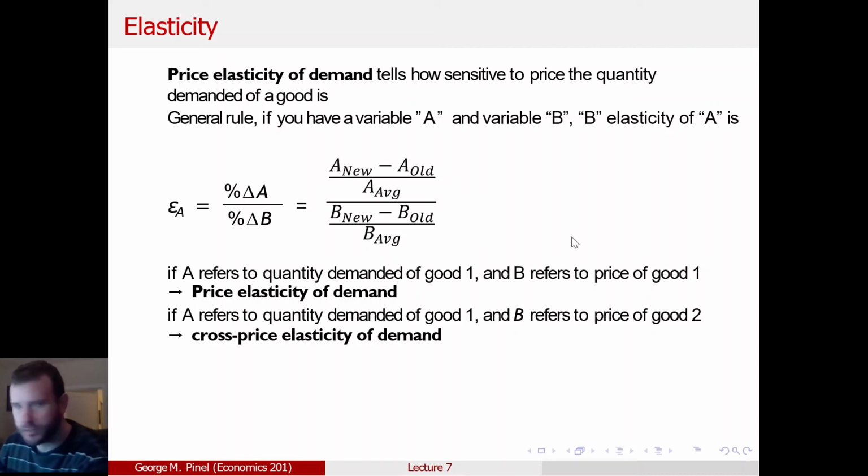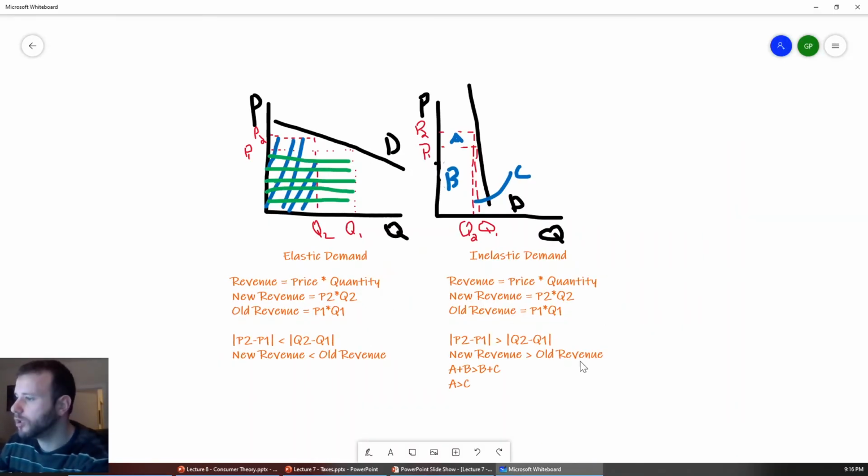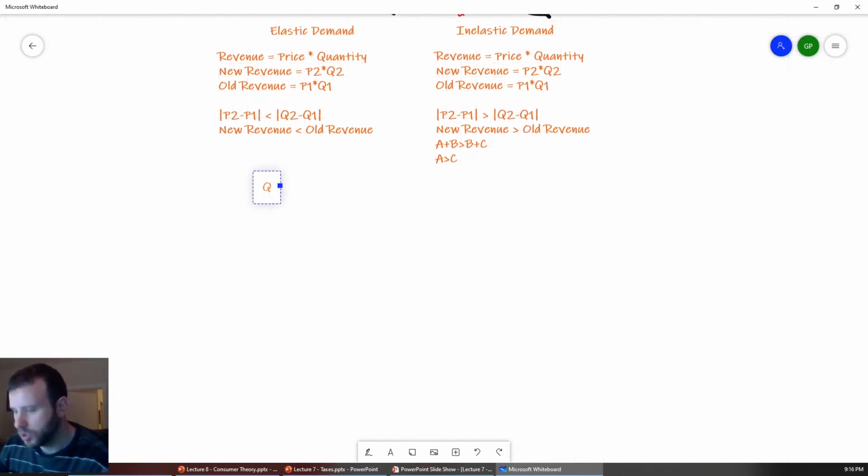Let me go back to our notepad here. Let's call it Q good 1, because if I use Q peanut butter and Q jelly, I can't easily switch it across terms. So I have Q good 1 and the price of good 2.